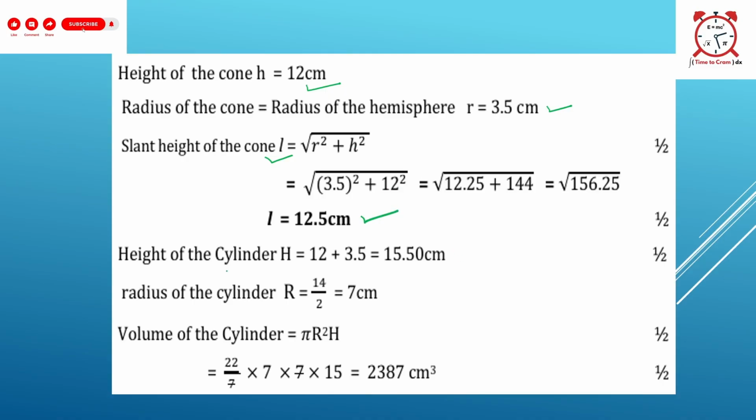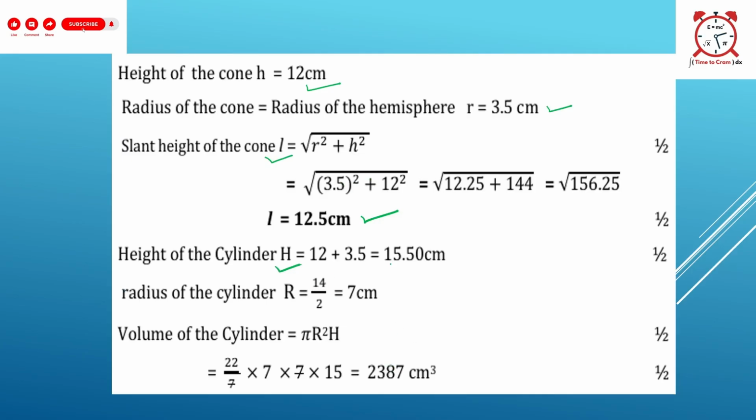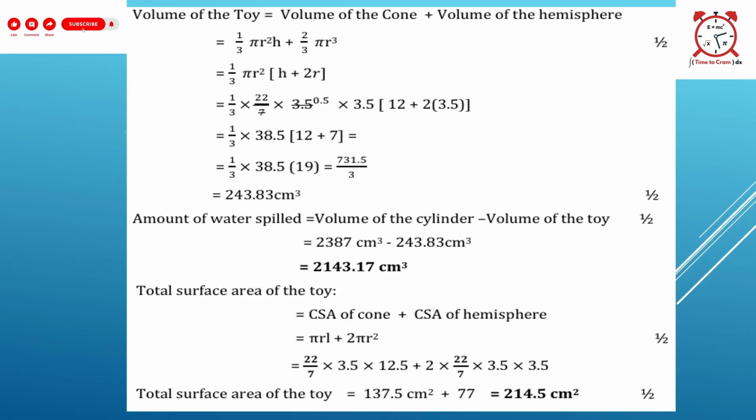Now the height of the cylinder we will consider as capital H. You can see that it is the sum of 12 and 3.5. So 12 plus 3.5, that is 15.50 centimeter. Now the radius of the cylinder, capital R: diameter was given, so it is 7 centimeter. Now volume of the cylinder equal to pi R square H, and after keeping the values, 2387 centimeter cube.